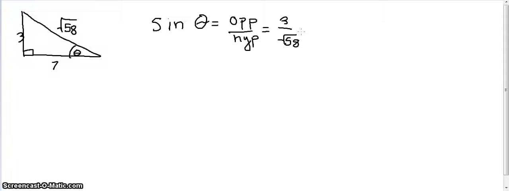To rationalize the denominator, I want to figure out what I would have to multiply the square root of 58 by to make it a perfect square. And of course that's also going to be the square root of 58. And if I do it to the bottom, I also want to do it to the top to make sure that we're multiplying by a factor of 1. So that's going to leave us with 3 times the square root of 58 over, and when you multiply the square root of 58 times the square root of 58, you get 58. So there's the sine of theta.